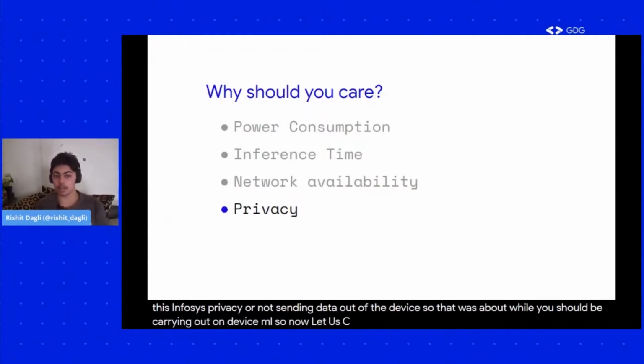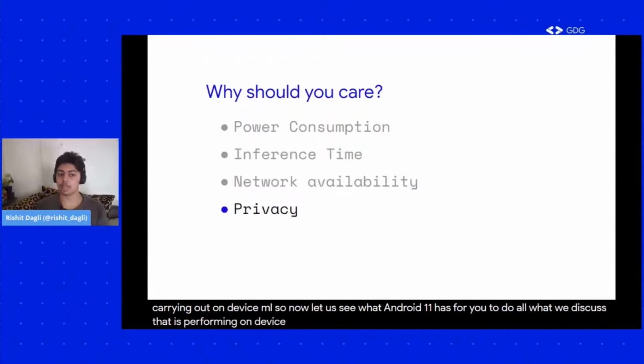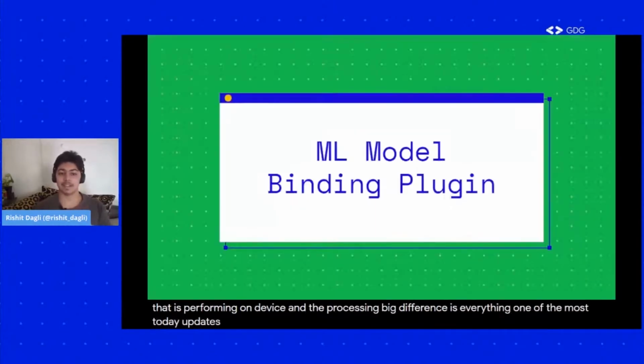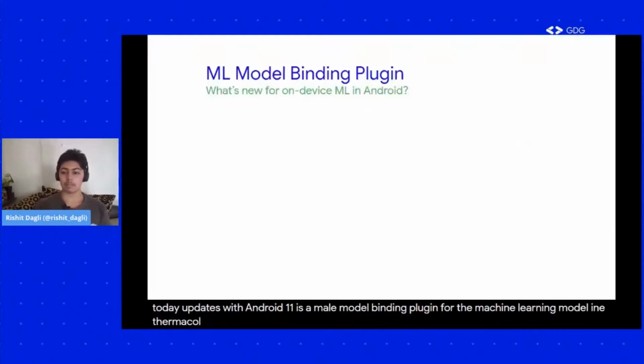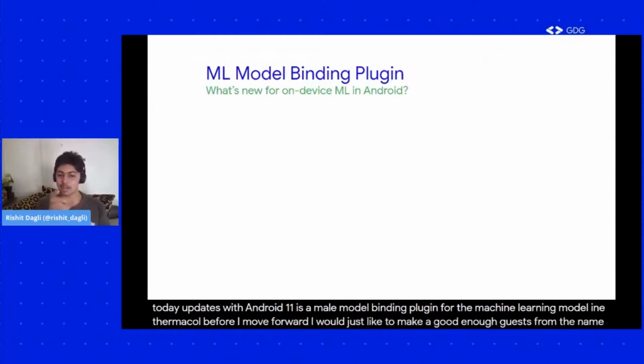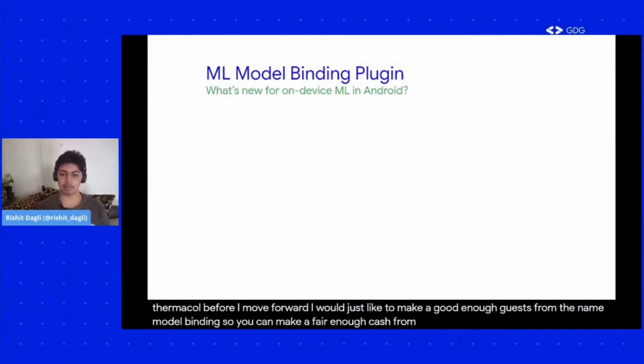So now let us see what Android 11 has for you to do all that we discussed: performing on-device ML, pre-processing, doing the inference itself, everything. One of the coolest updates with Android 11 is the ML model binding plugin, or the machine learning model binding plugin, as you may call it. Before I move forward, I would just like you to make a good enough guess from the name model binding what the model binding plugin would do. Also, you need Android Studio 4.1 or above to be using the ML model binding plugin.